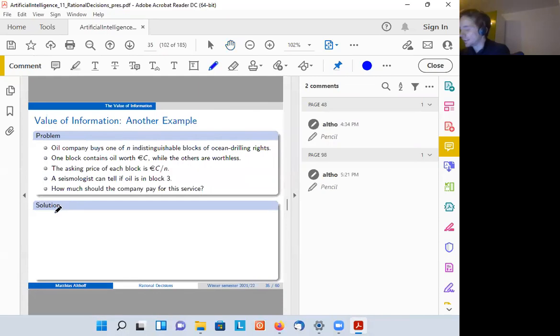So if you're lucky, with probability 1/n, you hit oil, and if you hit oil, then you make a certain amount of profit. So this is C, the amount of money you get from the oil, but you have to subtract the cost for the drilling rights, which is C/n.